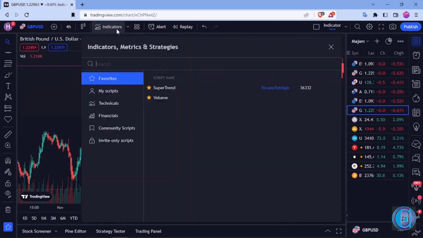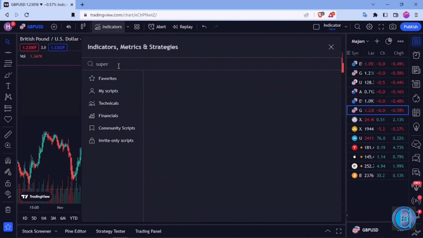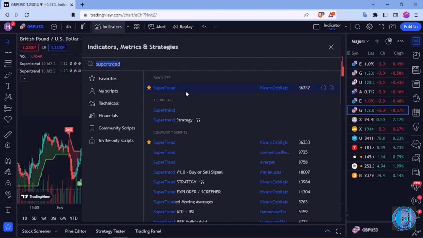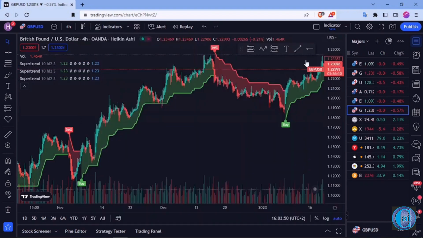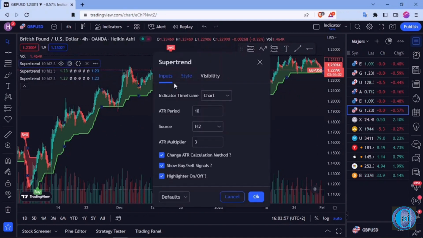Next, we are going to add our free super trend indicator 3 times. Important, if you don't have it listed under your favorites, simply search for the indicator and place a star next to it so it's easy to access in the future. This is one of the most popular and easy to use super trend indicators available for TradingView. Now that we have all of the different components of our strategy ready, we are going to make a few adjustments to the super trend indicator.